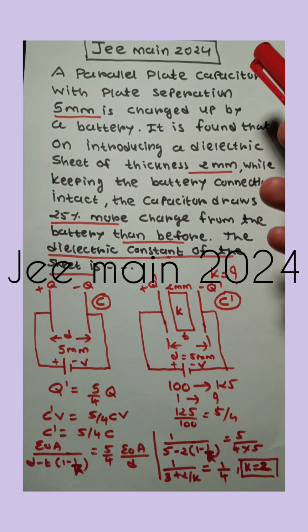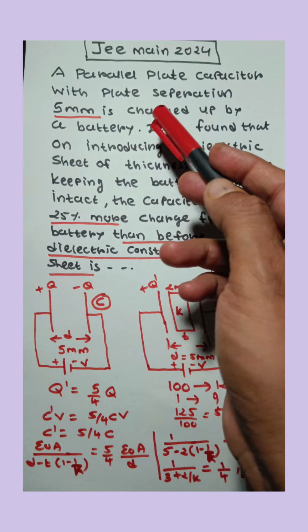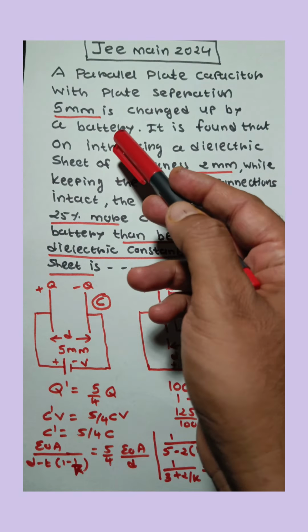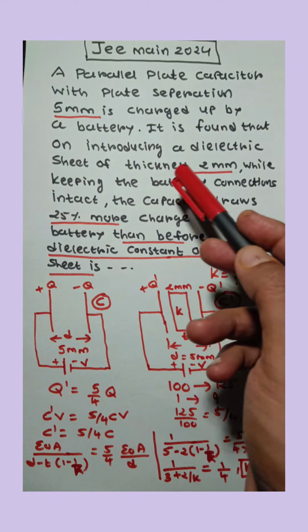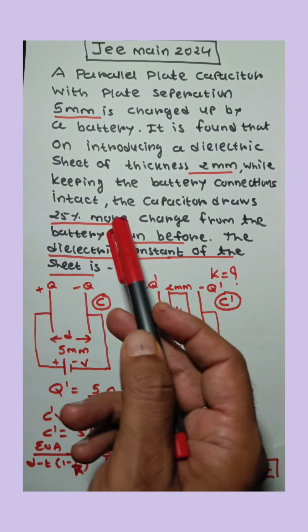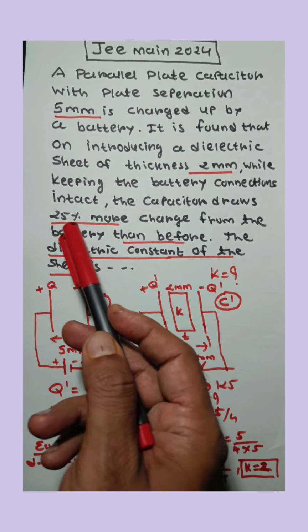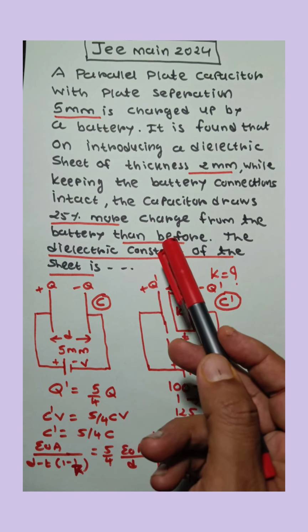JEE 2024 MCQ. A parallel plate capacitor with plate separation 5 mm is charged up by a battery. It is found that on introducing a dielectric slab of thickness 2 mm, while keeping the battery connection intact, the capacitor draws 25% more charge from the battery than before.